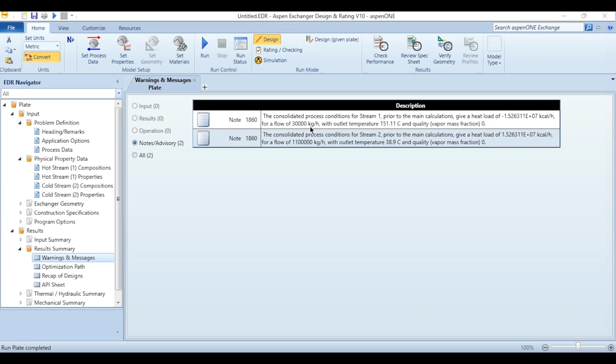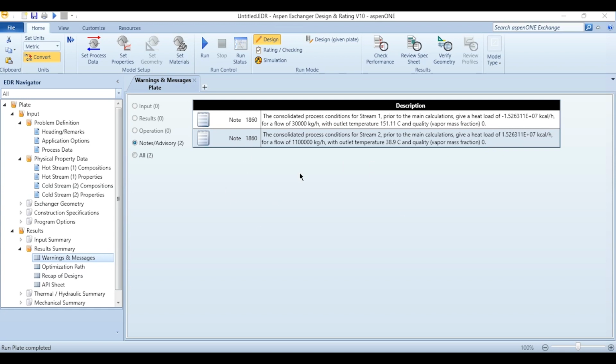But for the water side, obviously we know that it's cooling water coming from the cooling tower. So its mass fraction at inlet and outlet will both remain 0. The consolidated process conditions for stream 2 prior to the main calculation give a heat load of this one, for a flow rate, with an outlet temperature of 38.9 and quality of 0. As we have discussed earlier in our videos, for a cooling tower, the temperature of the water should not exceed 40 because it will lead to scaling problems in the cooling tower.